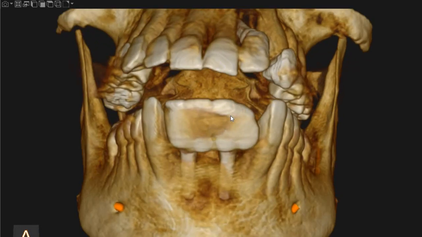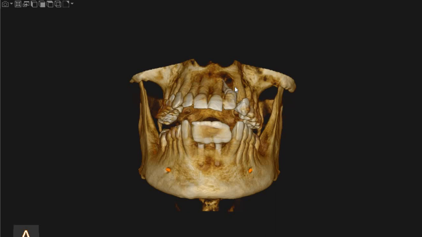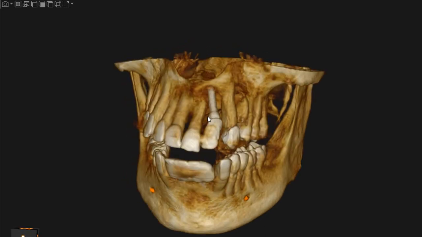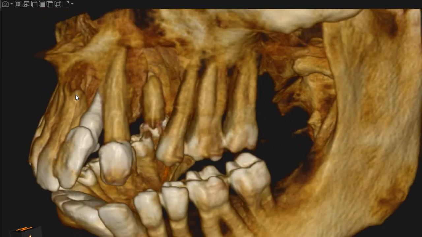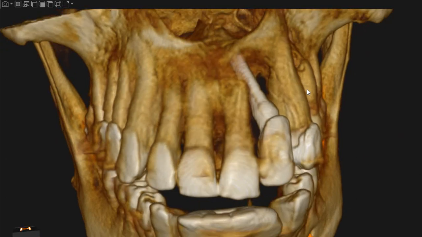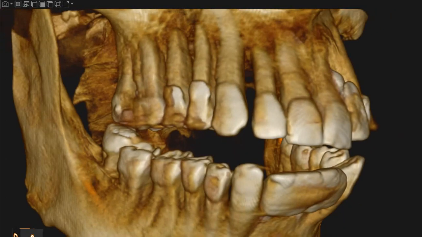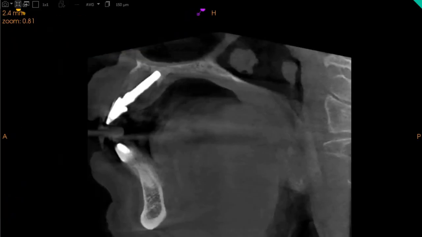This is the CBCT of the patient that you had requested. The area of interest is the upper left lateral incisor, where you can very clearly see we've got an implant placement with very severe bone resorption and slight cortical bone expansion on the buccal as well as on the palatal aspect. This is the sagittal view.